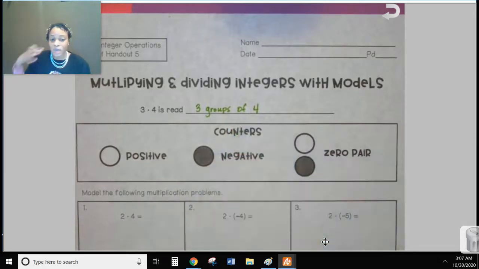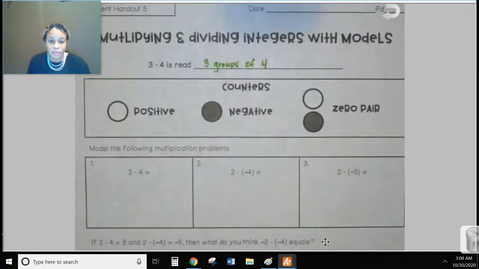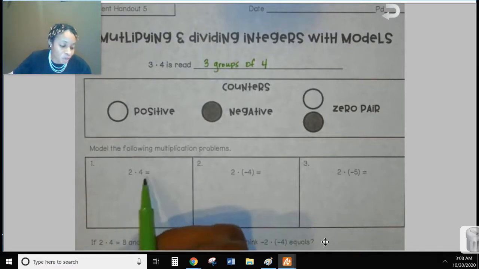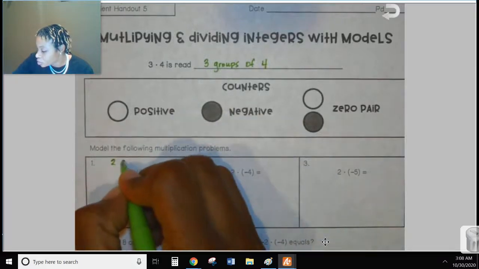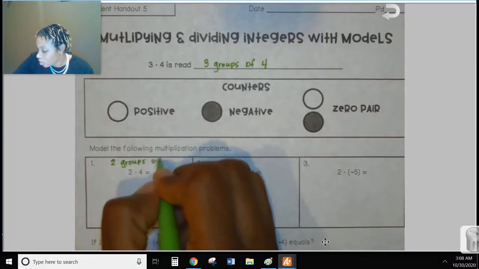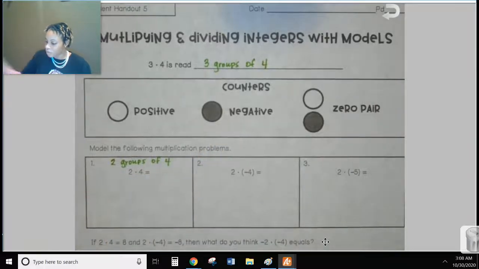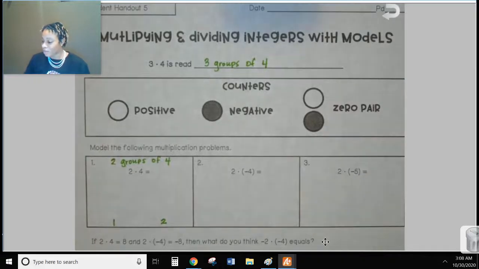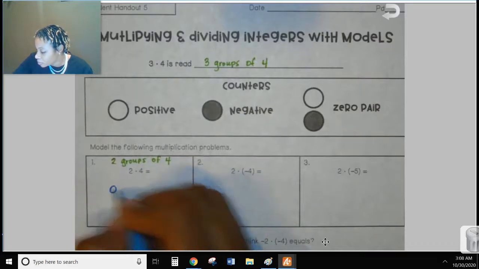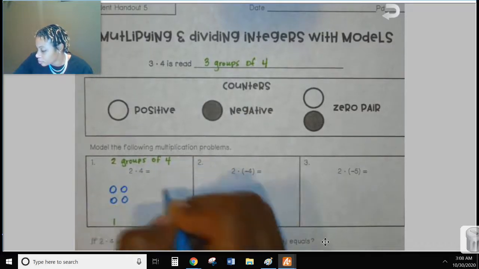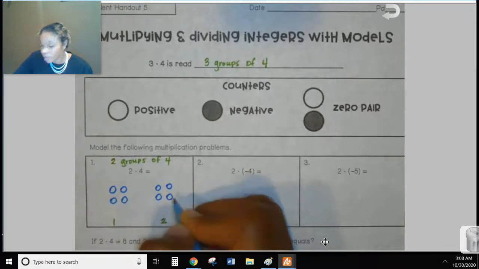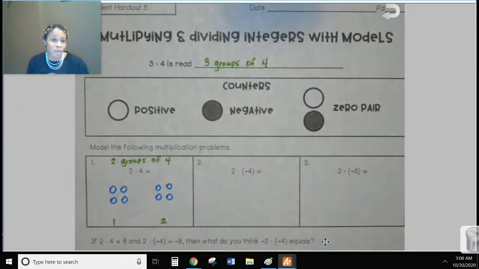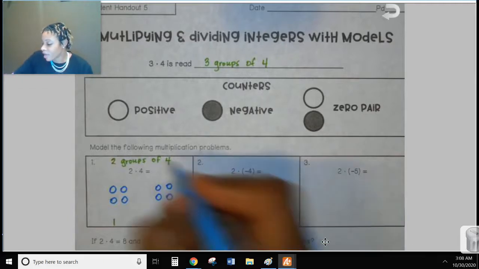So we want to take the same concept and start applying it to these next problems. And I'm going to model it. The next one says 2 times 4, which is 2 groups of 4. So I'm going to have group 1 and group 2. And each one of my groups, I'm going to have 4. And our numbers are positive, so my counters will be open. So if I have 2 groups of 4, how many do I have total? I have 8.